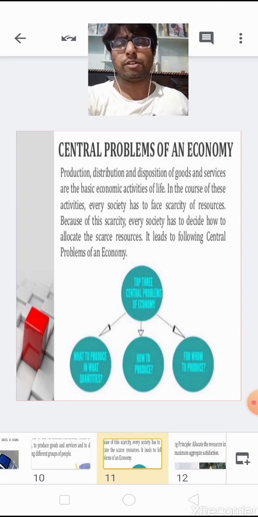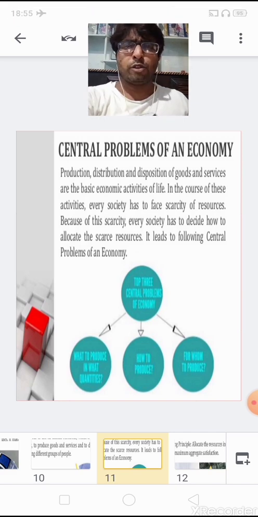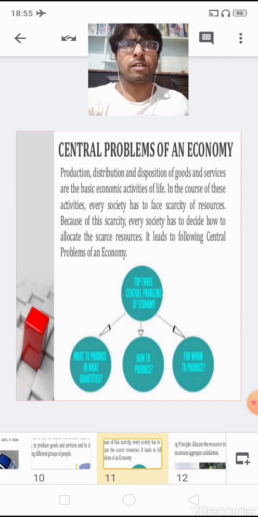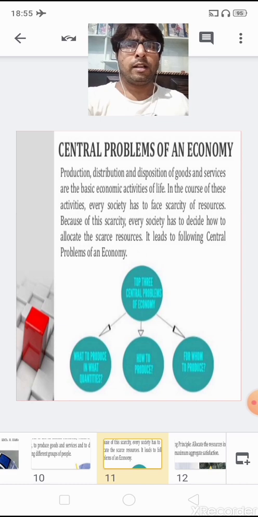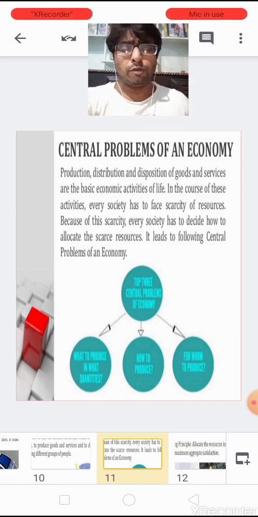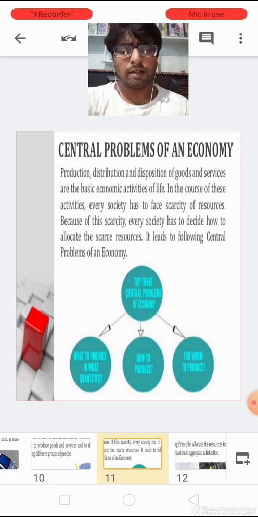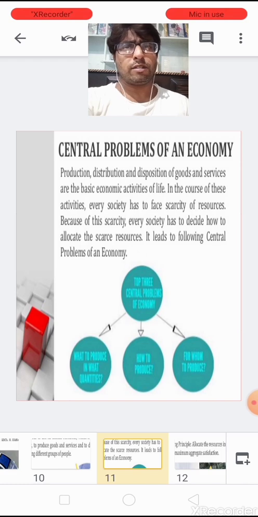Now, what is the allocation of resources, children? Allocation of resources refers to the problem of assigning the scarce resources in such a manner that the maximum wants of the society are fulfilled. Children, as you all know, resources are very limited in relation to unlimited human wants, therefore it is very important to economize their use and utility and utilize them in the most efficient manner. So, children, the problem of allocation of resources is studied under three heads.